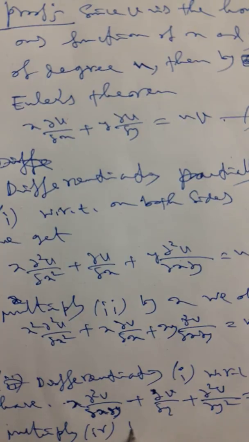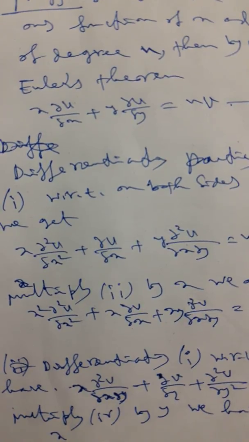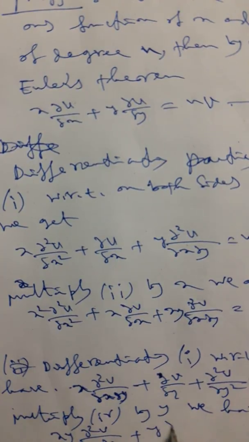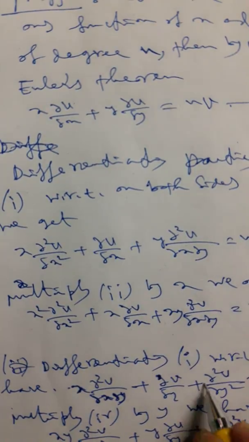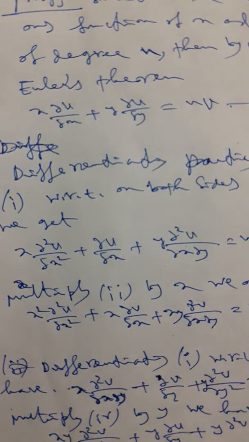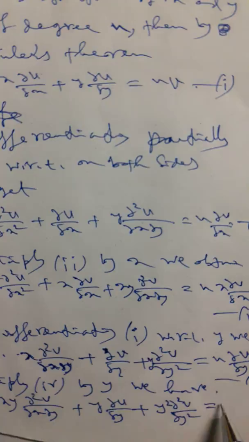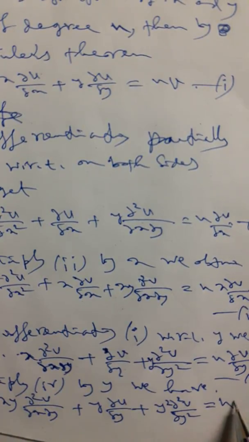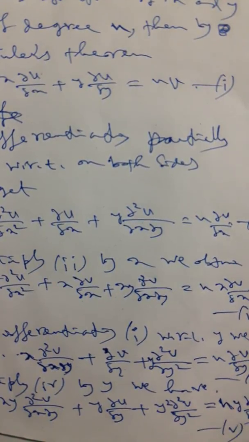Multiplying 4 by y, we have xy ∂²V/∂x∂y + y ∂V/∂y + y² ∂²V/∂y² = ny ∂V/∂y, taking it as equation number 5.